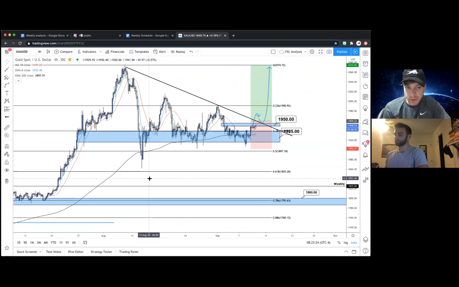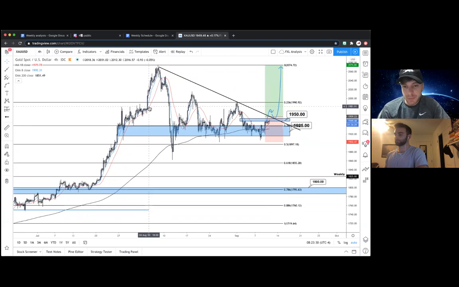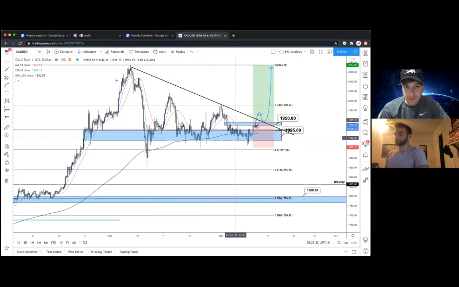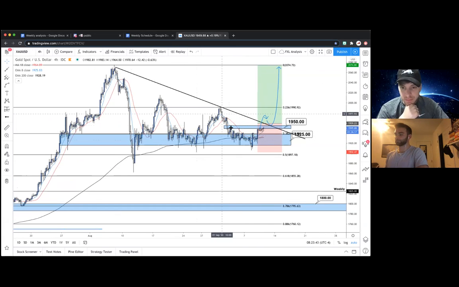All right, so let's go to the 4 hour. So we had a huge rally from 1800 all the way up to 2070. And then we started getting this pattern formation, right? The volume starts dropping down. We start getting some lower highs. Price action getting squeezed. Key support is established here at 1925. And it's progressing through this whole pattern.